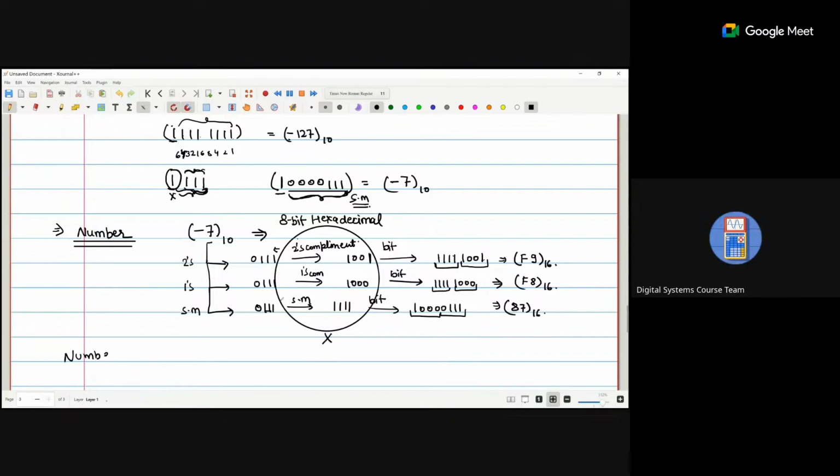Now the question: -56 in base 10. You have to represent it in 16-bit hexadecimal, in 2's and 1's complement.